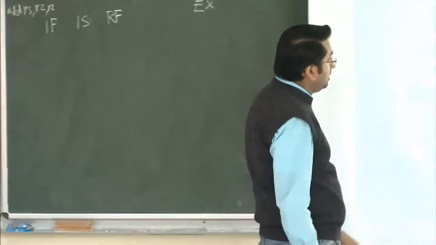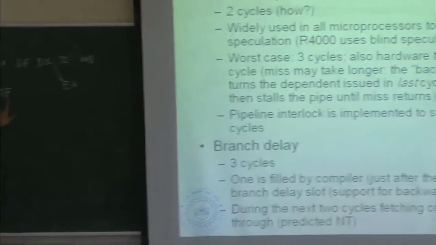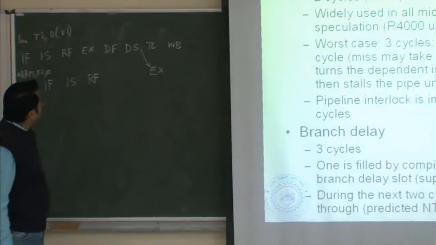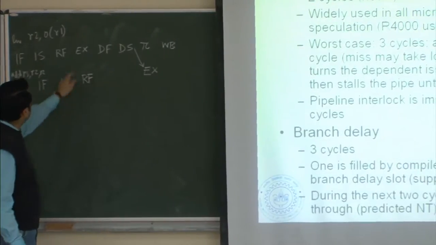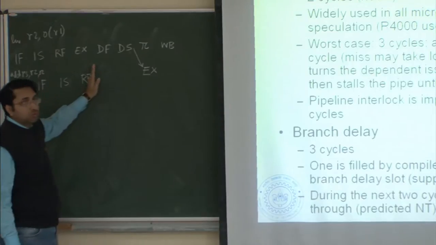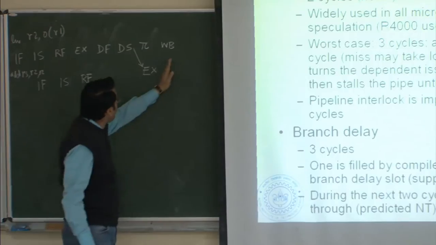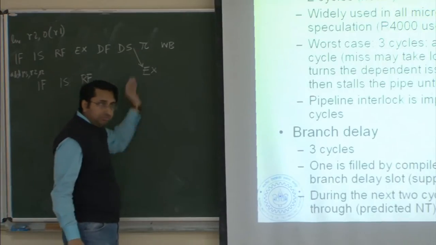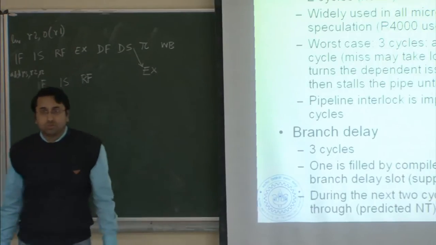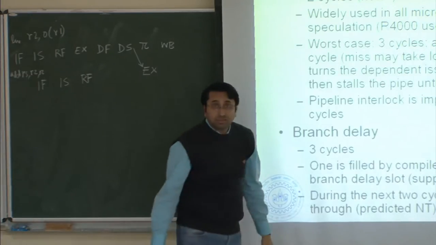The pipeline interlock is implemented to stall the dependent instruction for 2 cycles, and the interlock is actually decided here in the decoder. So whenever this situation arises, the decoder can figure it out, and it will not issue this instruction for 2 more cycles. Wait here, and then send it here, and do a tag check here, and if needed, introduce a no-op and stall the instruction. Is this clear?